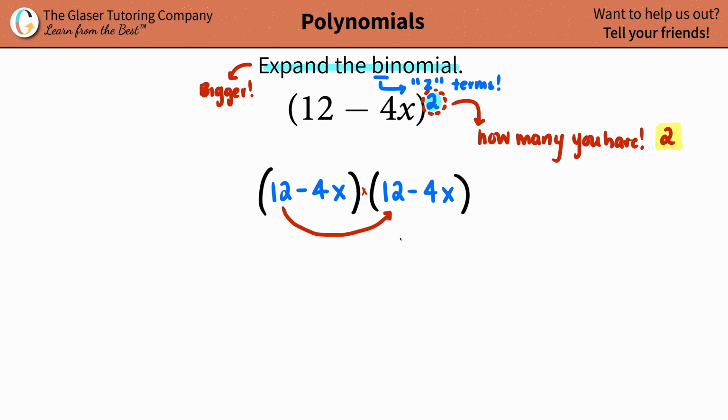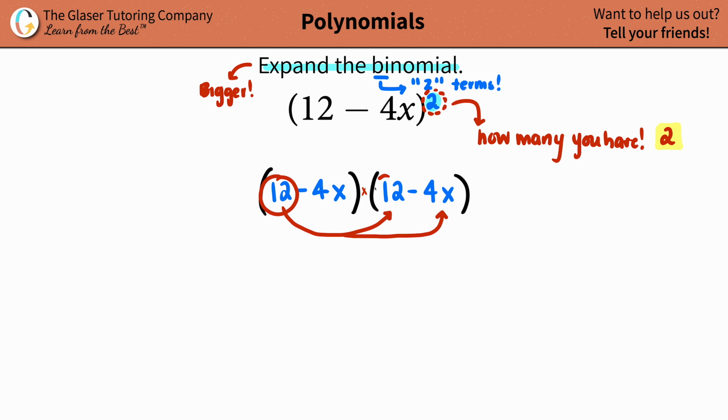That's where the fairness comes into play. The 12 must be multiplied by the first term, the 12, and you have to multiply that by the same term. So the 12 has to be multiplied by the negative 4x. Let's get that down, and then we'll come back and do the second term.